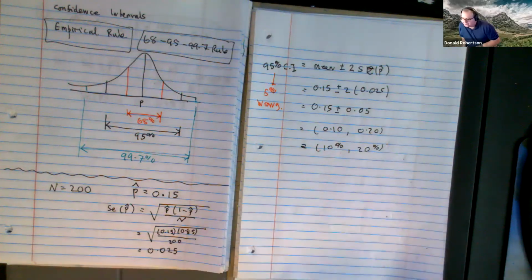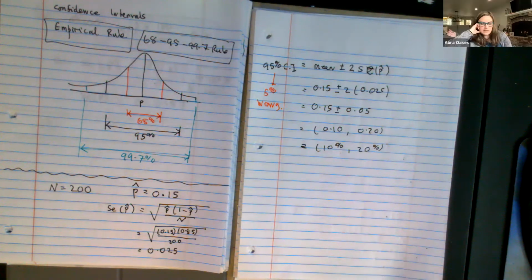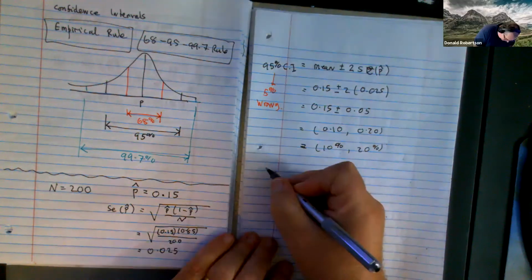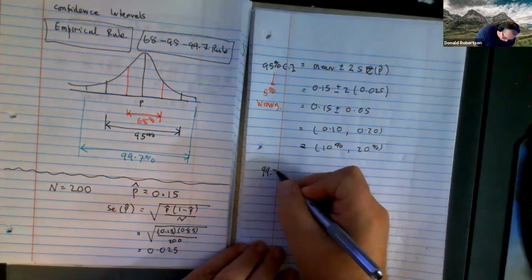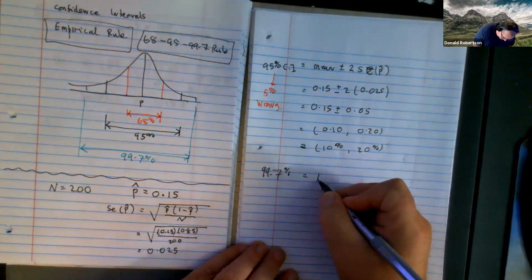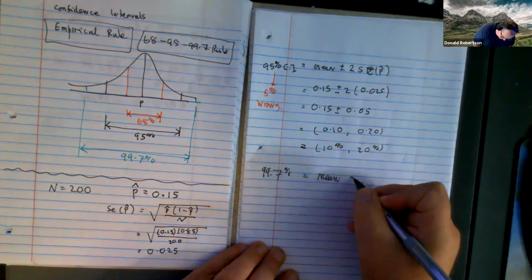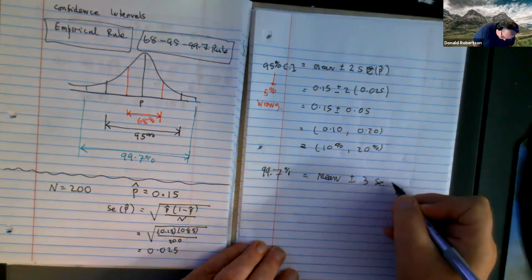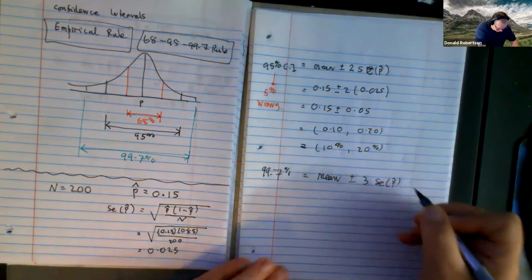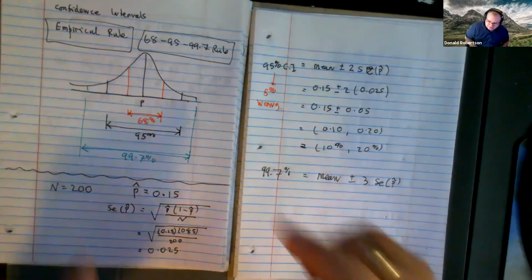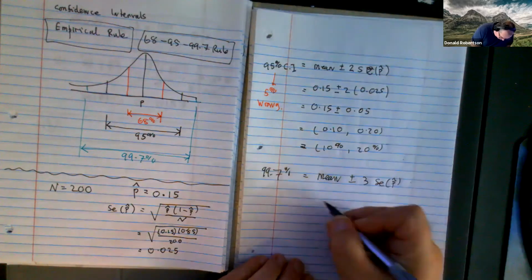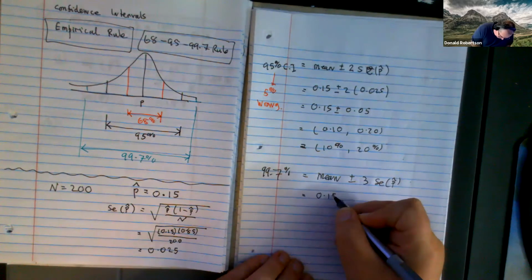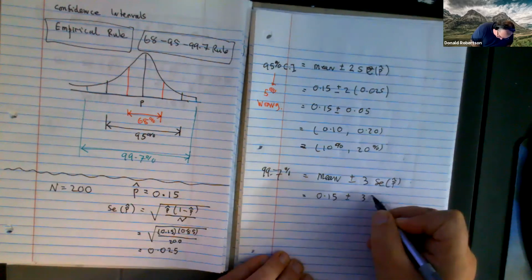Question. Can you do that for the 99.7% rule then, with the third standard deviation? Yeah, let's do that. 99.7%. Most of the numbers are here, except it's 3 standard errors, right? 1, 2, 3. 3 standard deviations, 3 standard errors. So it's going to be 0.15, give or take 3 of these.